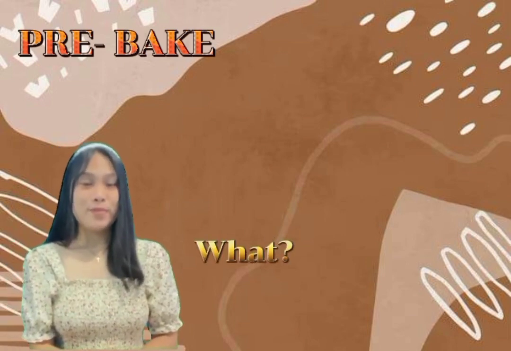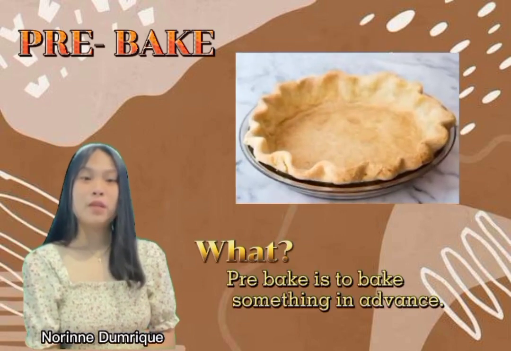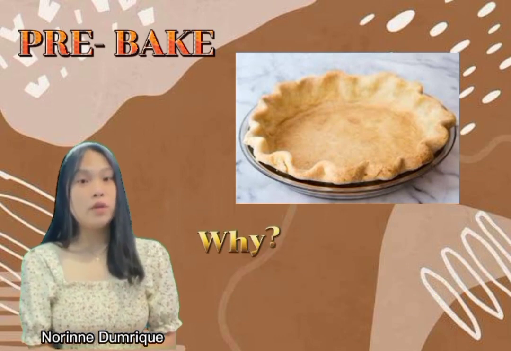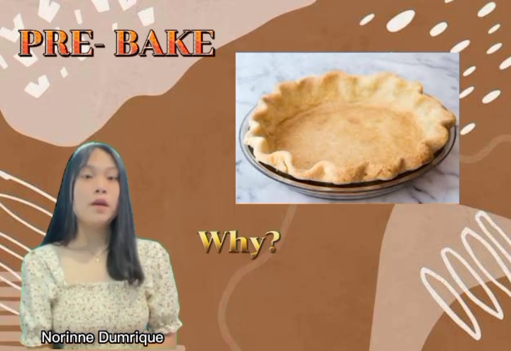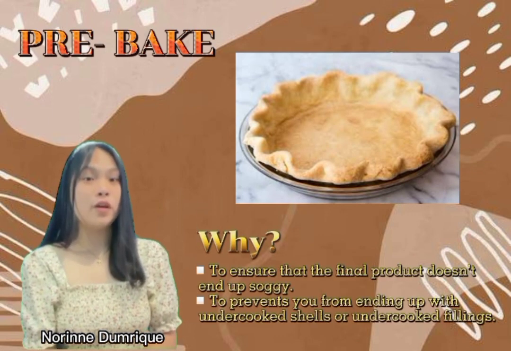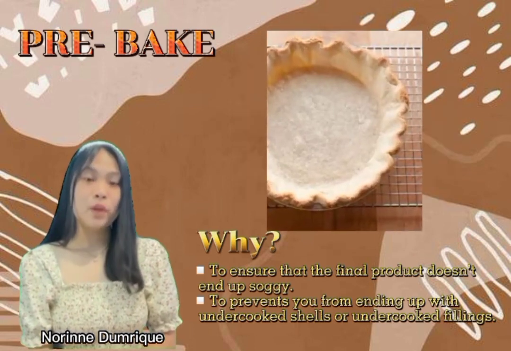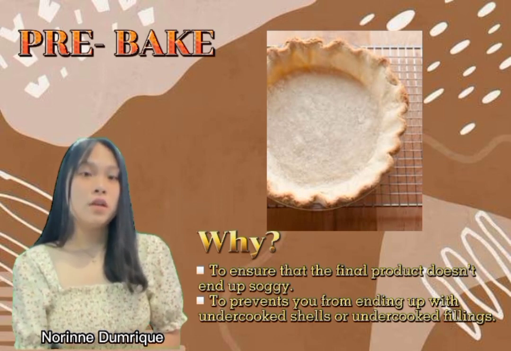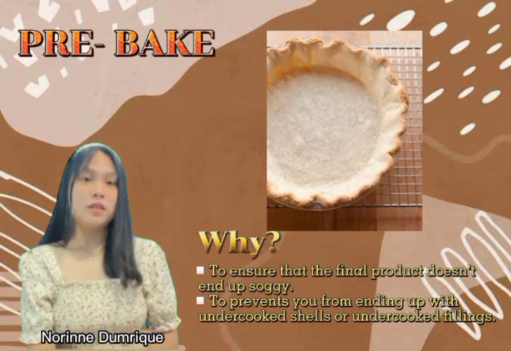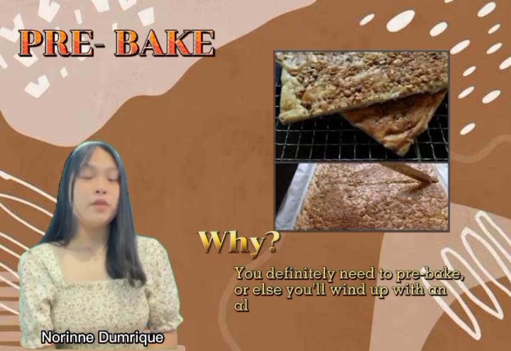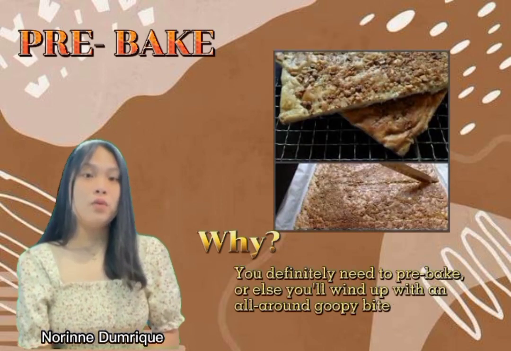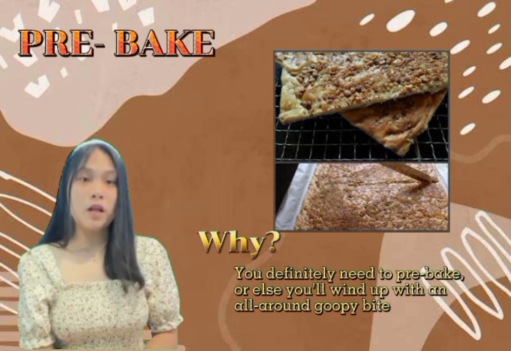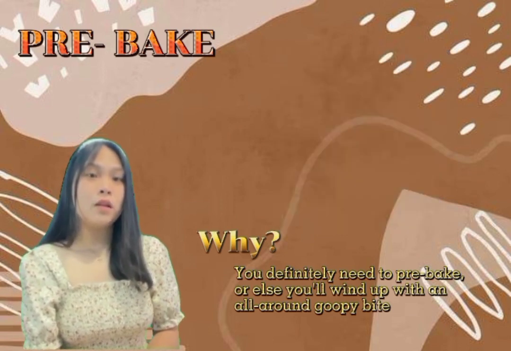What is pre-bake? Pre-bake is to bake something in advance. Why do we need to pre-bake? Pre-baking is to ensure that the final product doesn't end up soggy. Pre-baking also prevents you from ending up with undercooked shells or undercooked fillings. For no-bake pie recipes, you definitely need to pre-bake or else you'll end up with an all-around goopy bite.